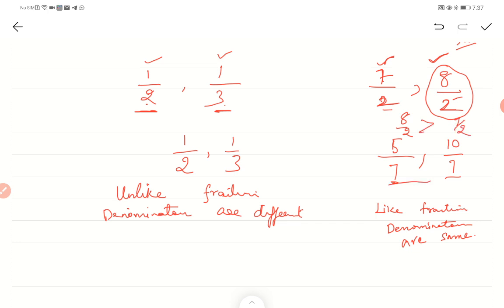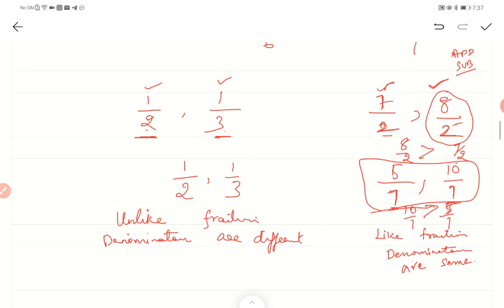Similarly, when you come to these two fractions, if I compare which one is greater, yes, the denominators are the same. Now compare your numerators. 10 is greater than 5. So 10 by 7 is greater than 5 by 7. This is how you compare your fractions. First, you need to check the denominators. If they are like, it's easy for you to compare the numerators.